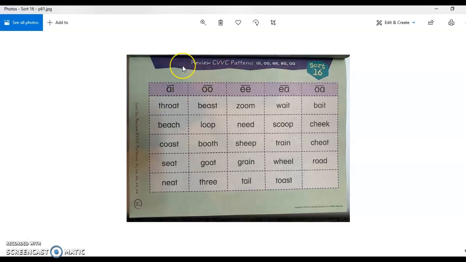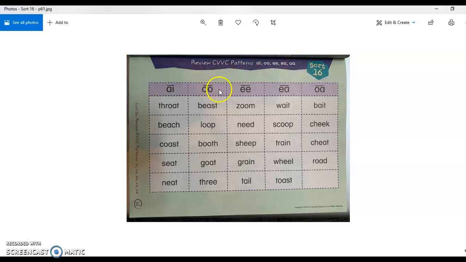So all of these patterns are patterns we've recently studied and sorted. They are all consonant, vowel, vowel, consonant patterns. So we're looking at vowel teams, two vowels that work together to make a long vowel sound. So we've got AI, which makes A, OO, which makes oo, EE, which makes E, EA, which also makes E, and OA, which makes O.